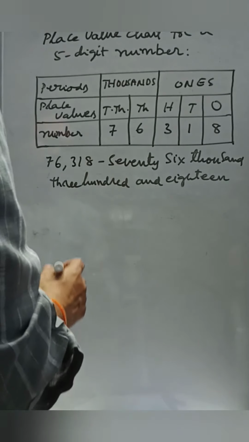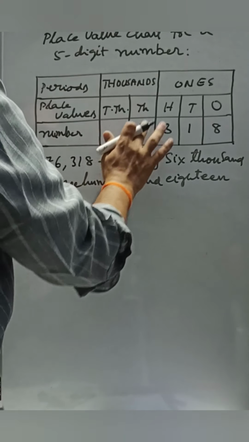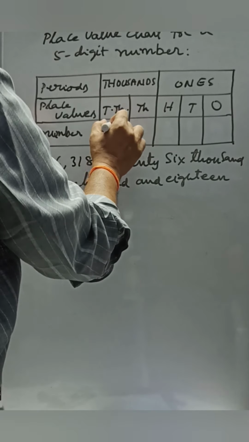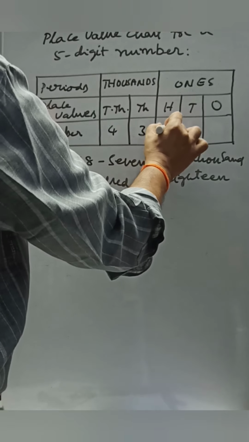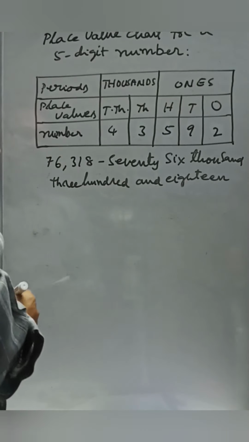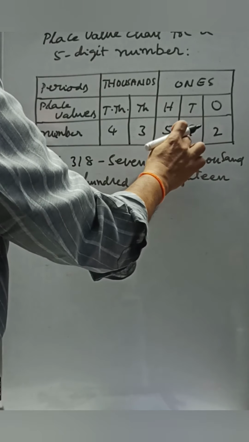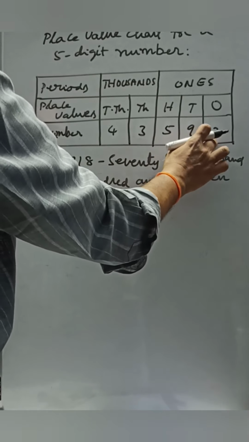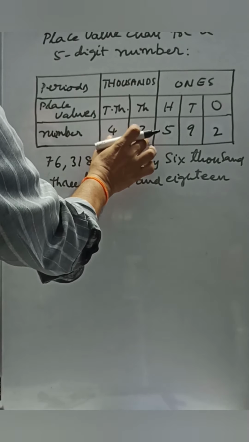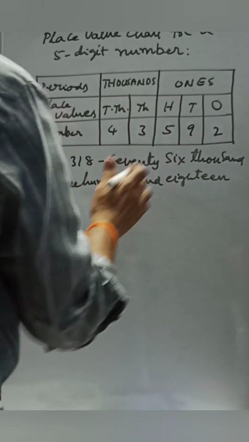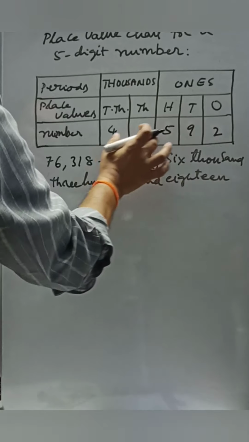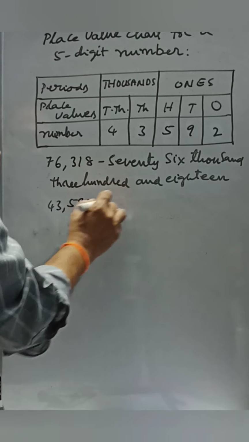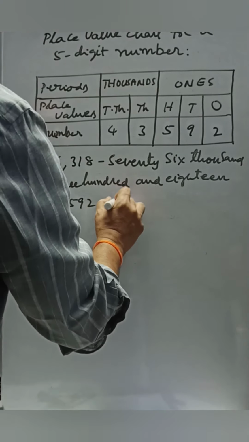So we will take one more number: 43,592. In ones place we have 2, tens place is 9, hundreds place is 5. So together ones period is read as 592. Thousands and 10,000s period together, 43 we have to read. 43,592. So separate ones period and thousands period with the help of a comma. 43 comma 592. It is read as 43,592.